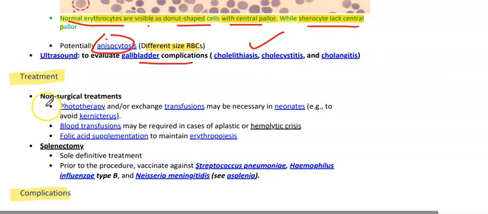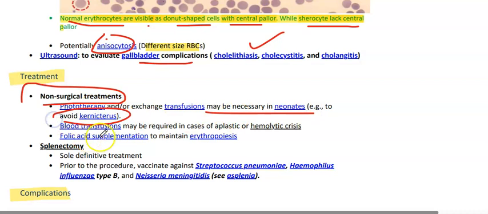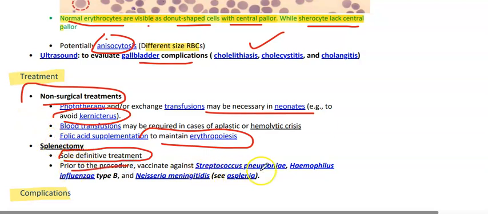Treatment of hereditary spherocytosis: we have non-surgical treatment and surgical treatment. For non-surgical treatment we can do phototherapy, and exchange transfusion may be necessary in neonates, for example to avoid kernicterus. Blood transfusion may be required in some cases, and folic acid supplementation to maintain erythropoiesis. Splenectomy is the sole definitive treatment. So you have to remember that the investigation of choice here is the eosin-5-maleimide binding test and the treatment here is splenectomy. Prior to the procedure, vaccinate against Streptococcus pneumoniae, Haemophilus influenzae type B, and Neisseria meningitidis.